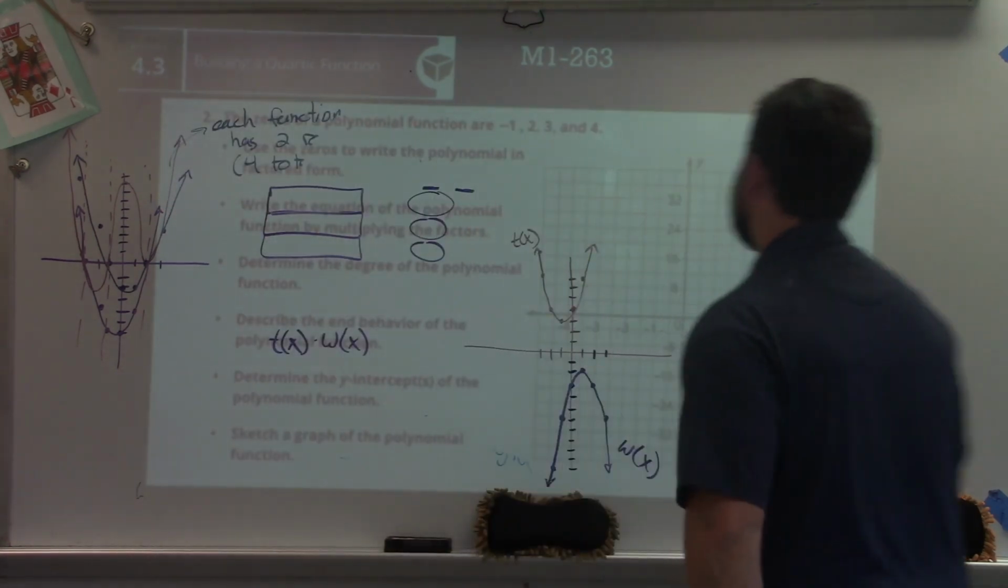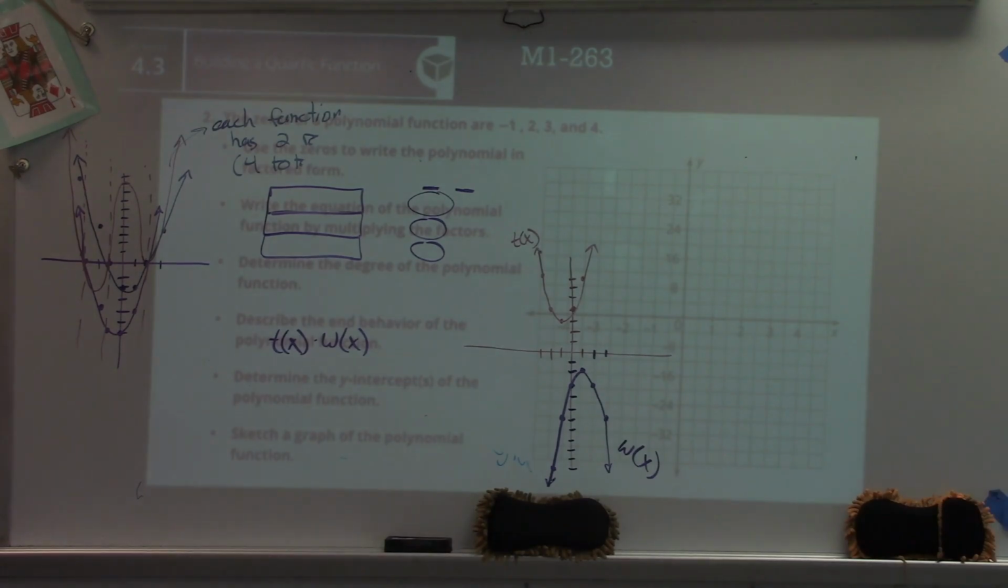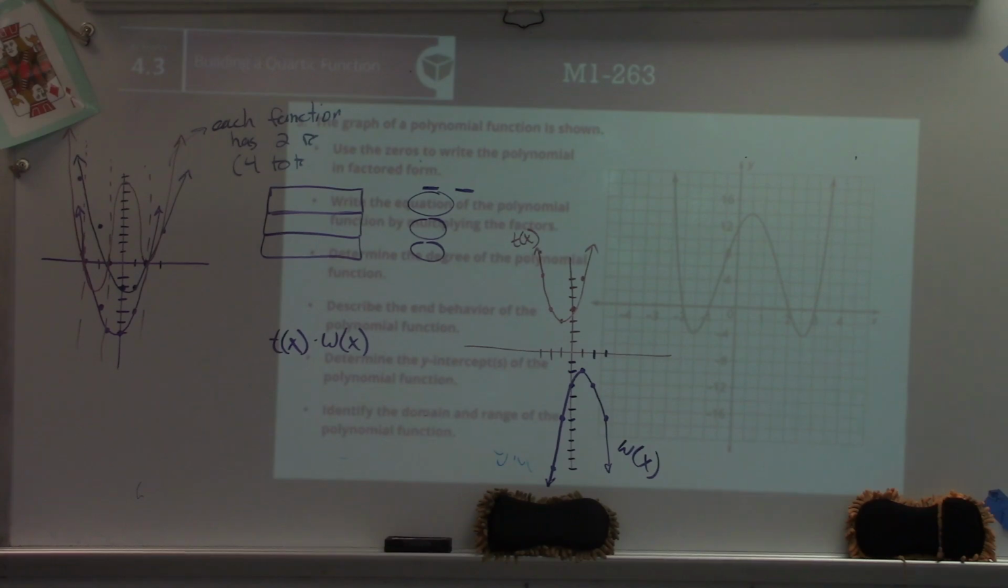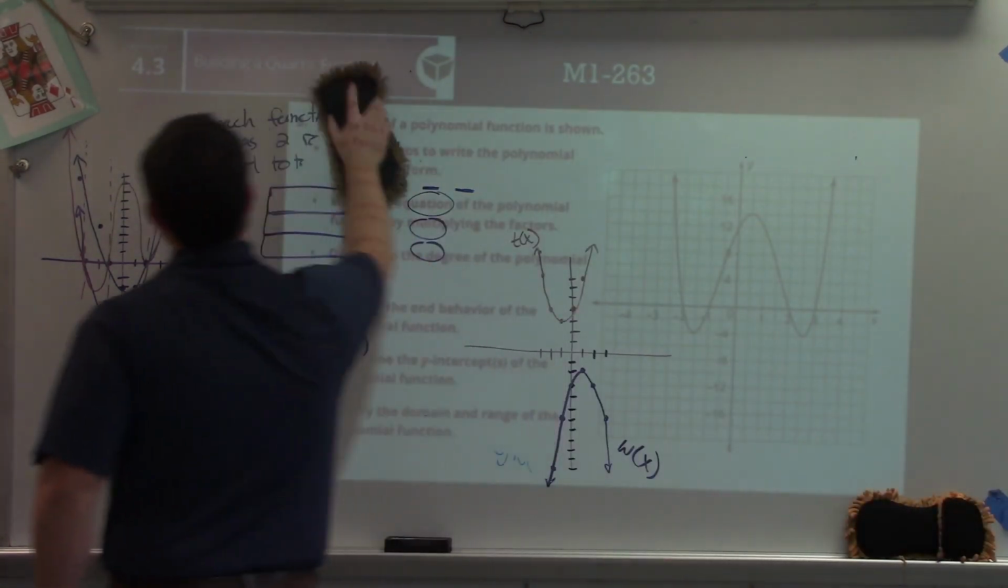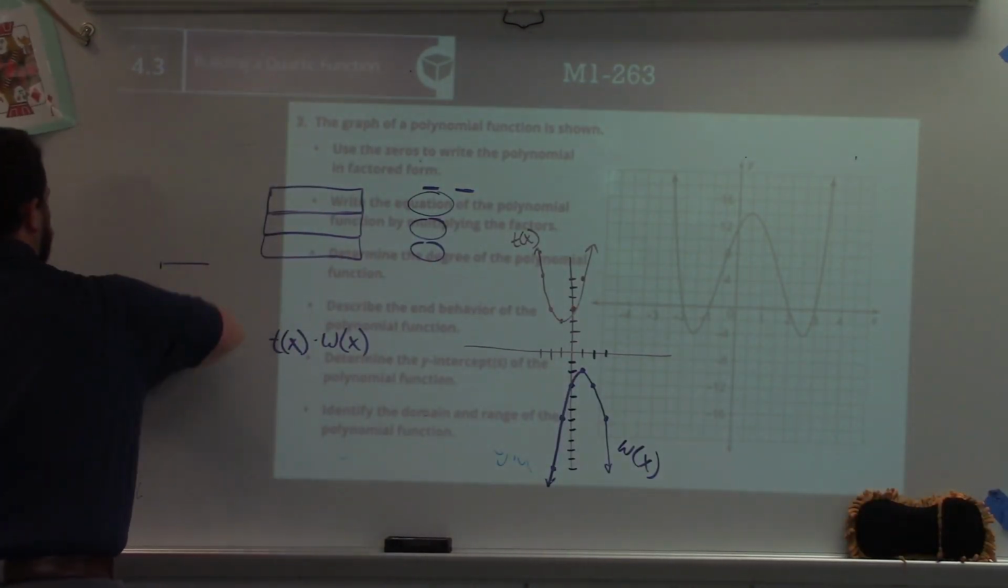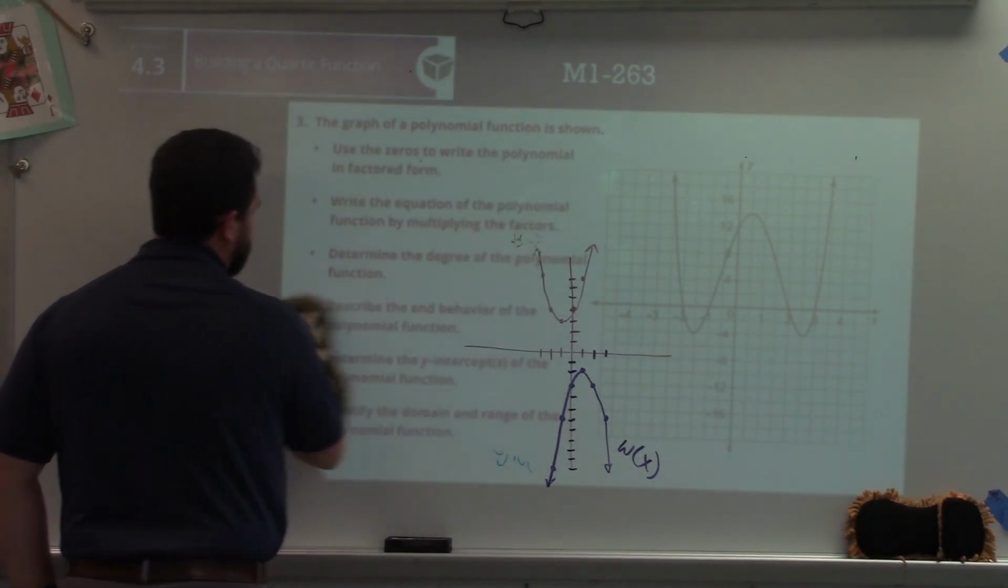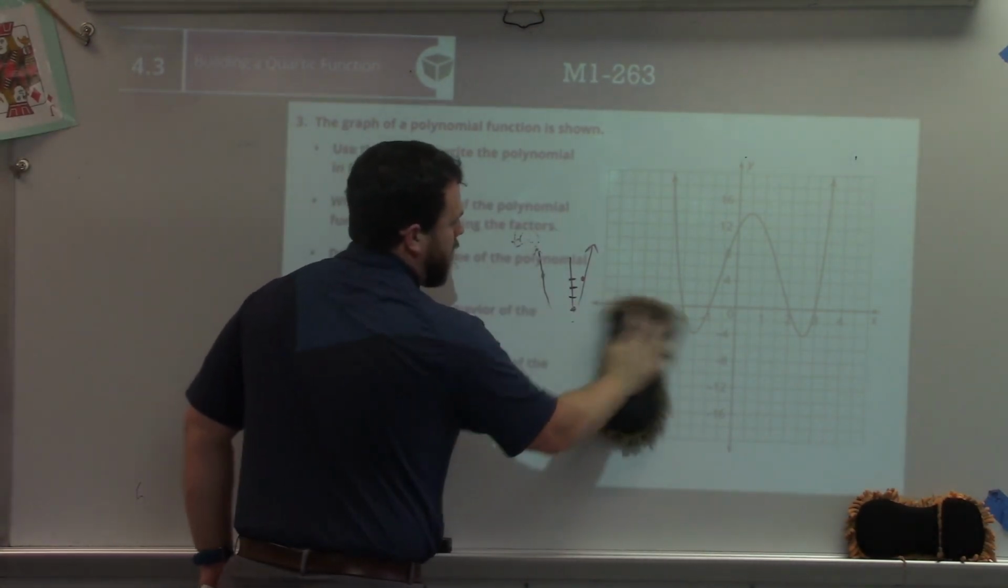I'm not going to do that because of time. So let's do this graph. Does that graph look familiar? Yes. Where have we seen that before? On the DYU, that's where I got this graph from, actually.